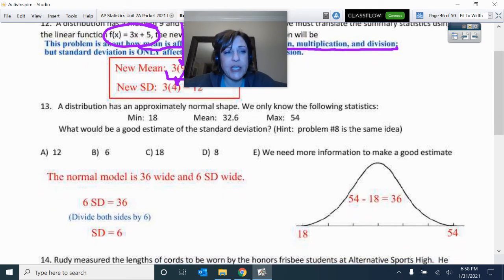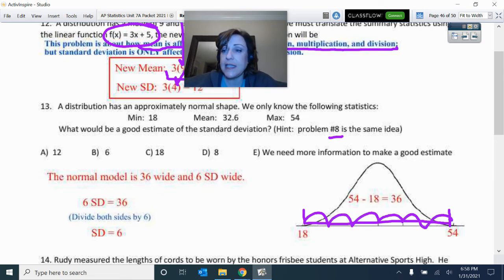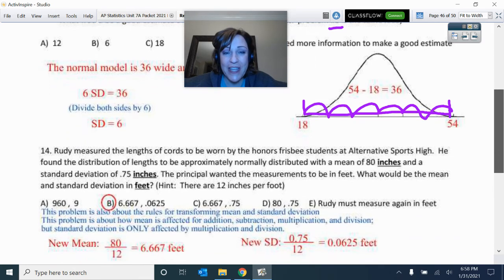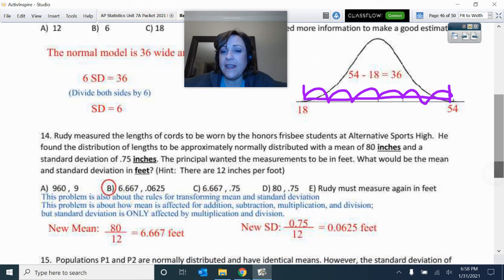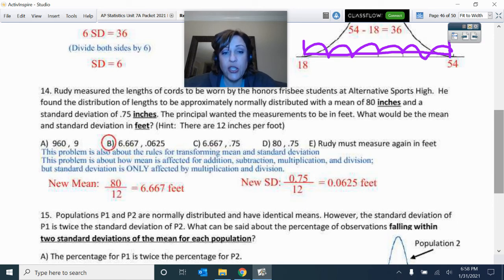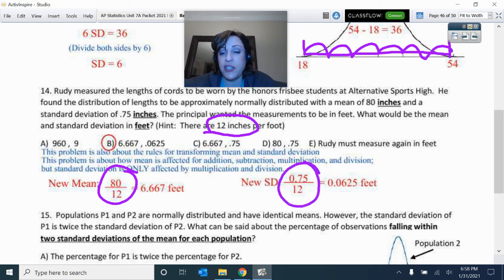All right, this number 13 is very similar to that problem we had, number 8, a few minutes ago, where you had the minimum and the maximum. That was a spread of 36, which is 6 standard deviations wide. So if you took that spread of 36 and divided it by 6, then you're dealing with a standard deviation of 6 inches. And this was also changing units from inches into feet. So you were going to divide by 12 inches. For the new mean, you divided by 12 inches, and the new standard deviation, you also divided by 12 inches.